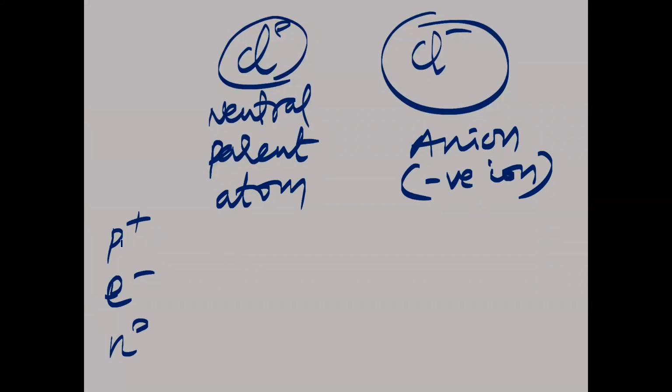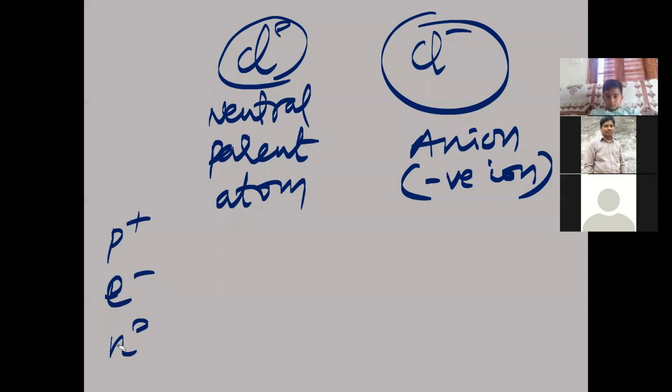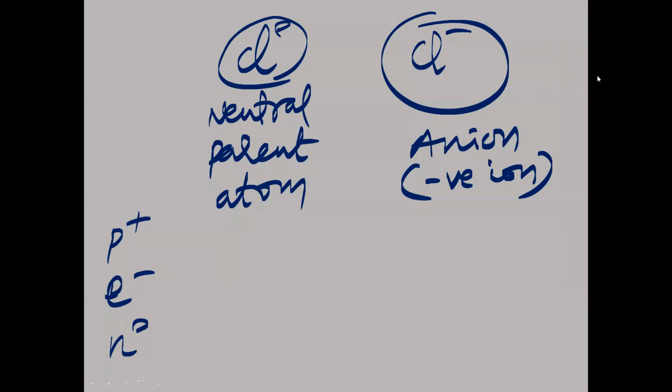Now again take the number of protons, number of electrons, and number of neutrons. What is the charge of protons? Positive charge. What is the charge of electrons? Negative. And the charge of neutrons? Zero. No charge on the neutrons, right? So it is about this.